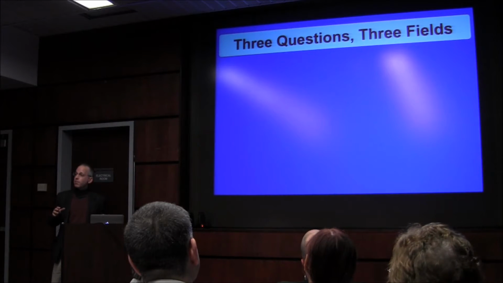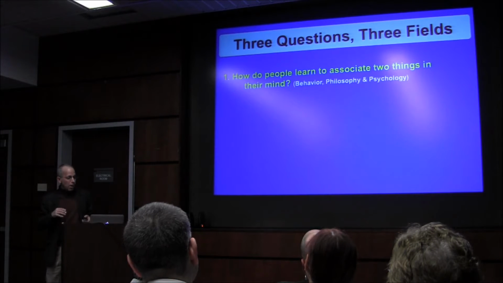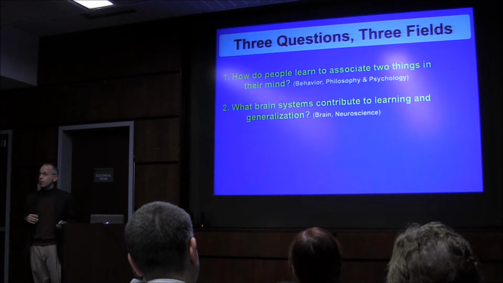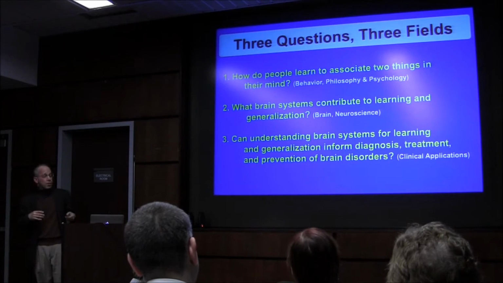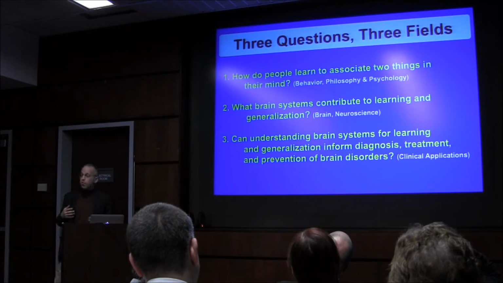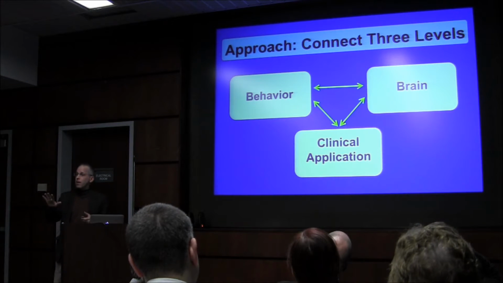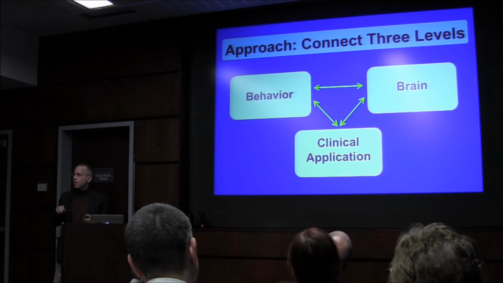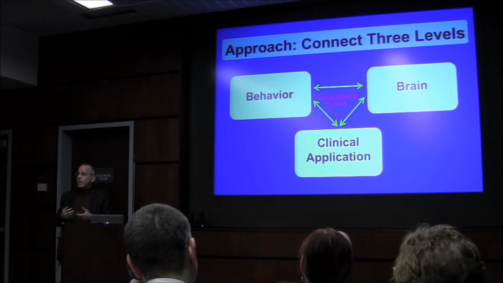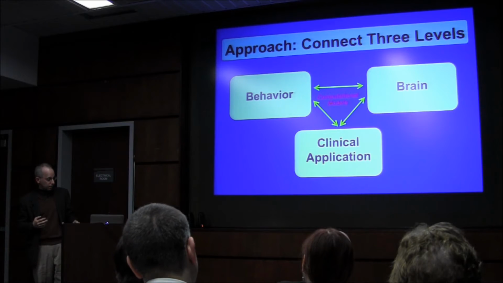So the work in our lab builds on learning and generalization to ask 3 questions that span 3 fields. How do people learn to associate 2 things in their mind? What brain systems contribute to learning and generalization? And how does understanding the brain systems for learning and generalization inform the diagnosis, treatment, and prevention of brain disorders? And we work with these 3 questions at 3 different levels, levels of the brain, of behavior, and clinical applications. And the glue which ties together these levels are computational models, which allow us to understand how principles at one area relate to principles in the other areas.